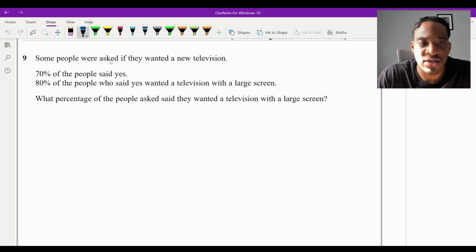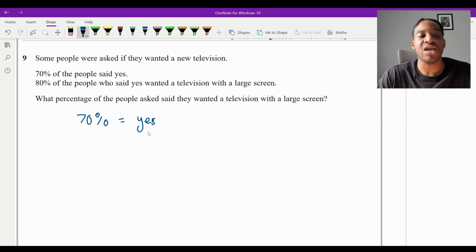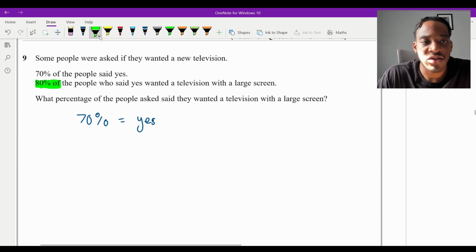Okay, so there's a couple of things going on here. Firstly, there are 70% of people who said yes to a television. So I'm just going to say 70% is equal to yes for a television. This is for any television. Now it says 80% of the people who said yes. So in other words, 80% of the people who said yes, which are these right here. And there was 70%, so you can actually just think of this as 80% of the 70%. So I'm just going to write this here, who said yes.